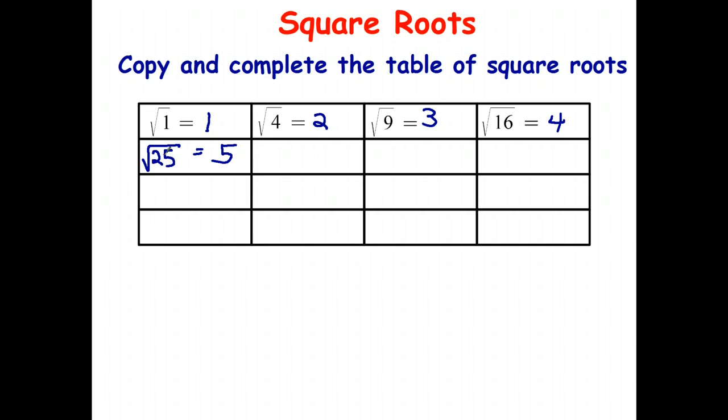So once again, my suggestion is stop the video, copy out the table, and just write out the first 16 perfect squares. Now, of course, not every square root works out nicely like that.